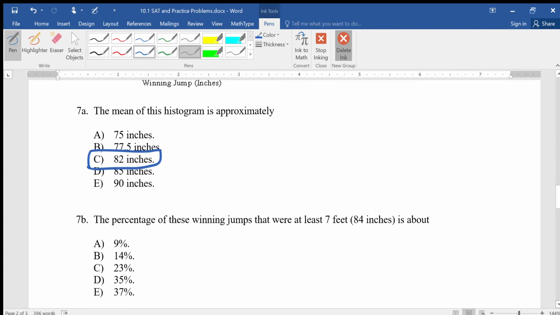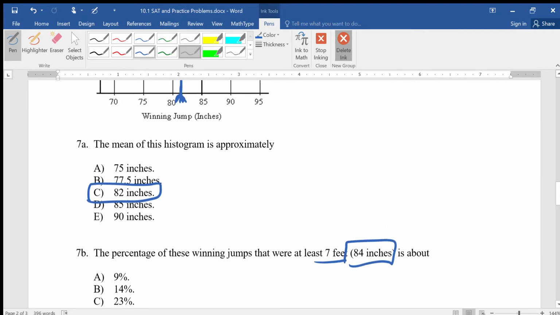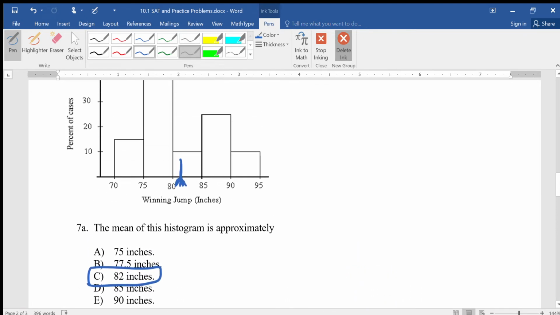Okay, next part says the percentage of winning jumps that were at least 7 feet, so at least 84 inches. Now I come up, and 84 inches is right here. Here's the biggest problem with the histogram. I know that I've got 10 people somewhere between 80 and 85. Those 10 people all might be right in the middle at 82. They might be at 85. I don't know where they're at. So I really don't know much about this bar. I don't know where these 10 people are located, so I'm not going to use them in my calculations.